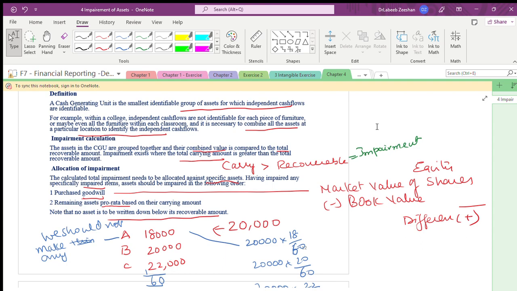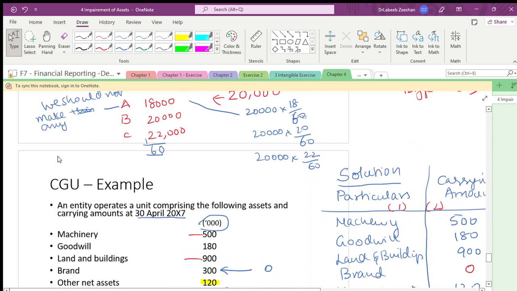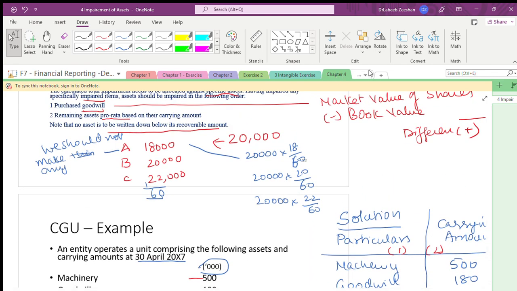Alhamdulillah, we will have it very handy. Whenever you want, you can refer to the lectures also. The calculated total impairment needs to be allocated against specific assets, specifically impaired items. These are the conditions of the cash generated units. Okay, now you go to the question as such.